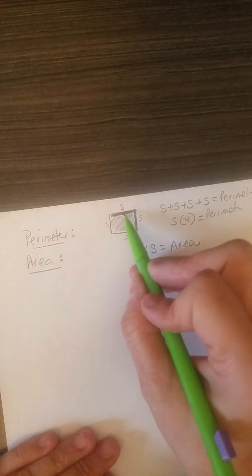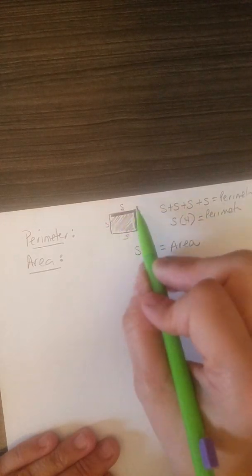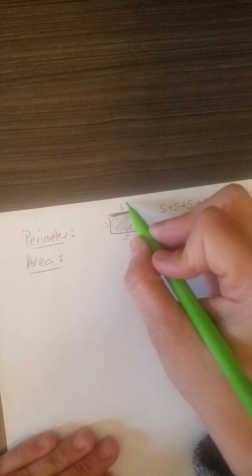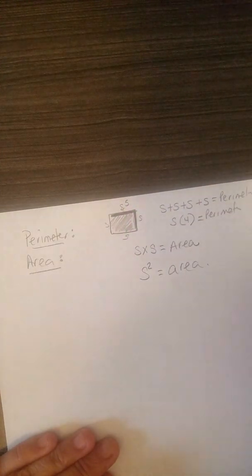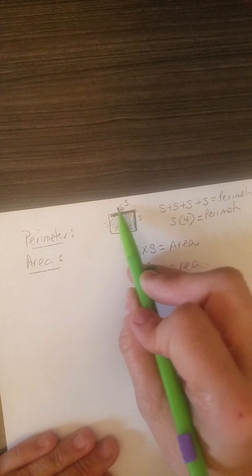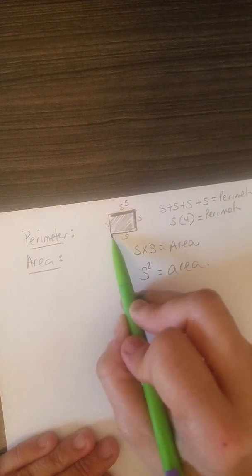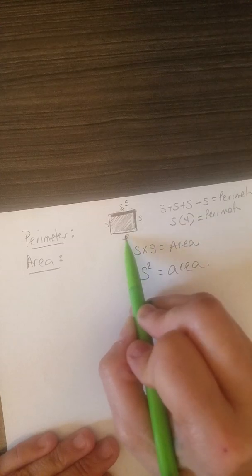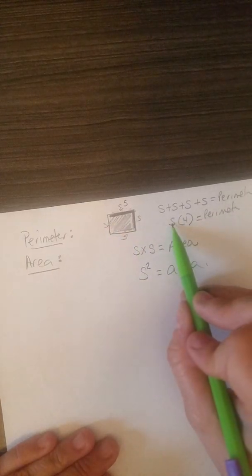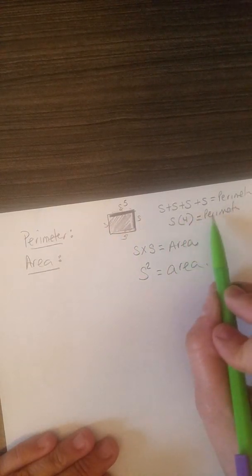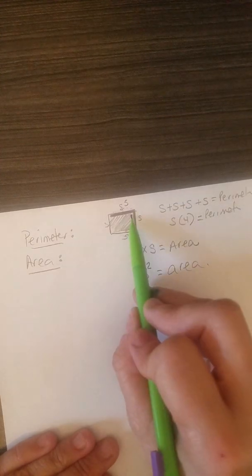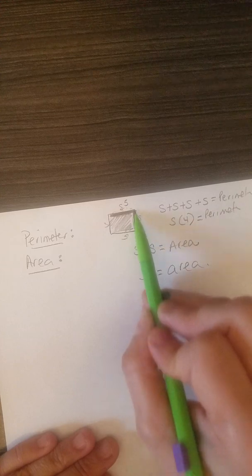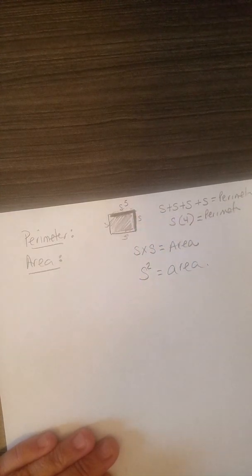So for example, if they tell you that this is a square, and that one side is 5 inches, and they say, what is the perimeter? Well, the perimeter is 5 plus 5 plus 5 plus 5. So 5 plus 5 is 10, 15, 20. Okay, so 5 times 4, which is 20. Now, if they say, what is the area? Then it's going to be 5 times 5, which is 25.